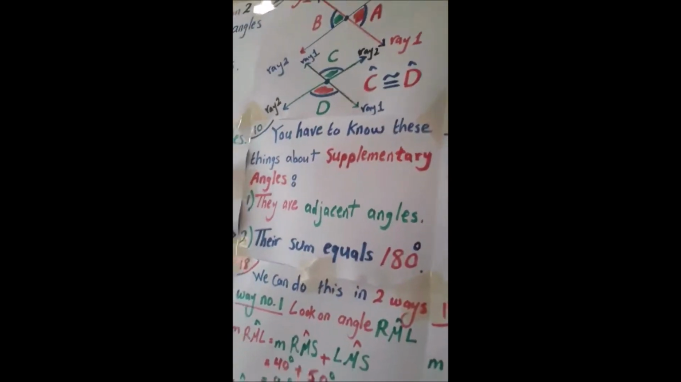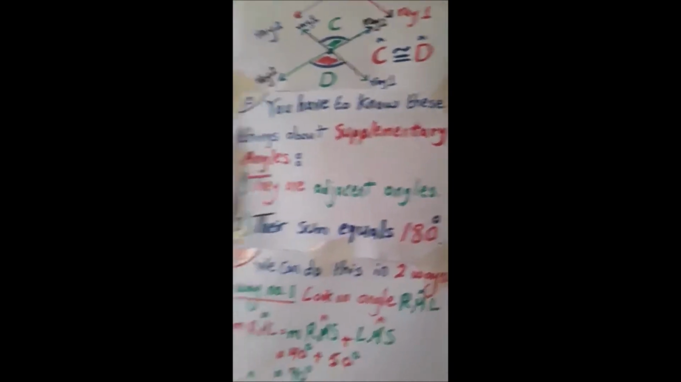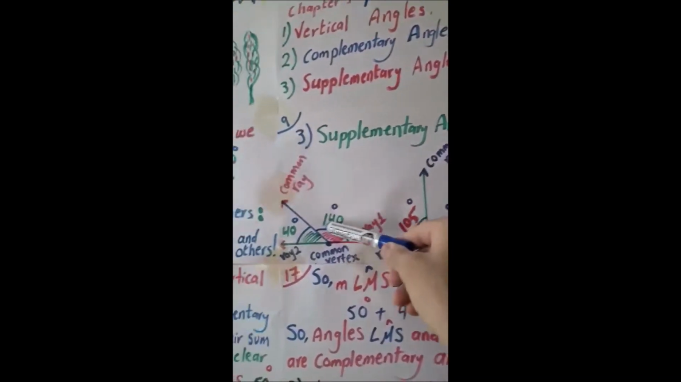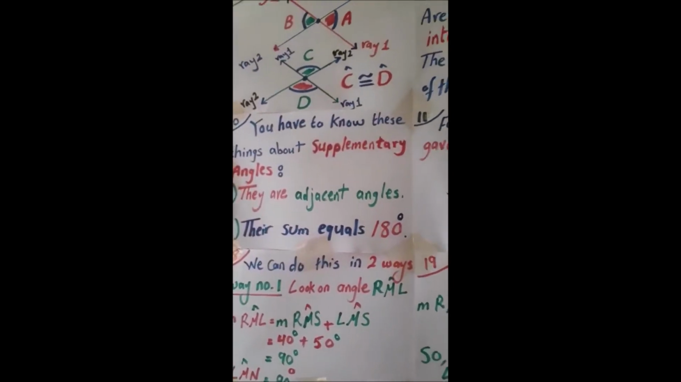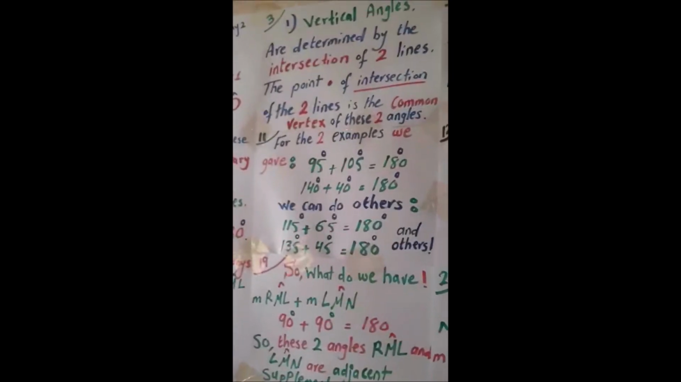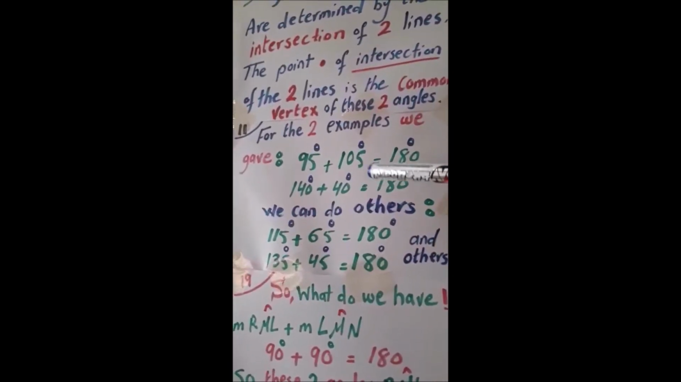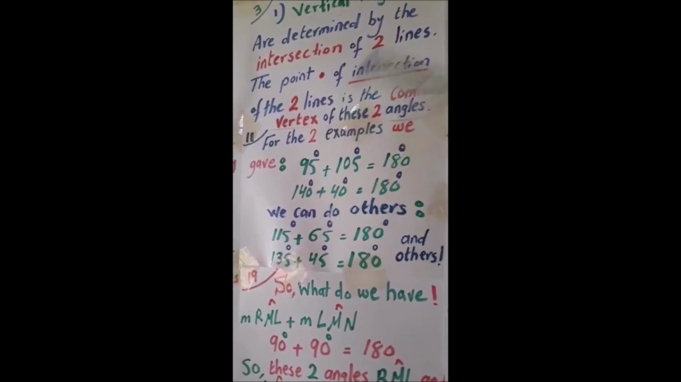And again the same, you have to know these things about supplementary angles. The first one, they are adjacent angles. Yes, you are right. As you see, guys, they are adjacent. And the important thing, we know their sum equals 180. As we show you, we have 95 and 105 equal to 180, 140 plus 40 equal to 180. Maybe you can do others.